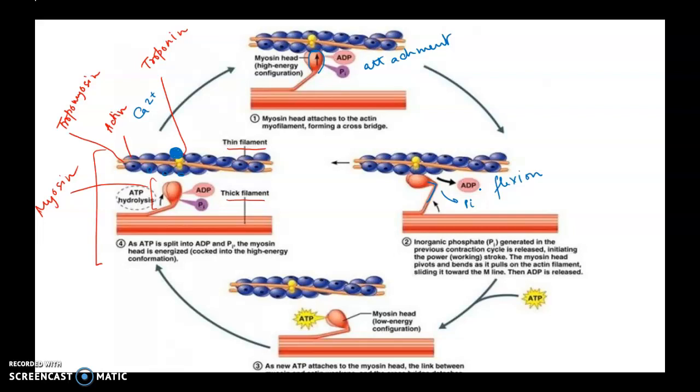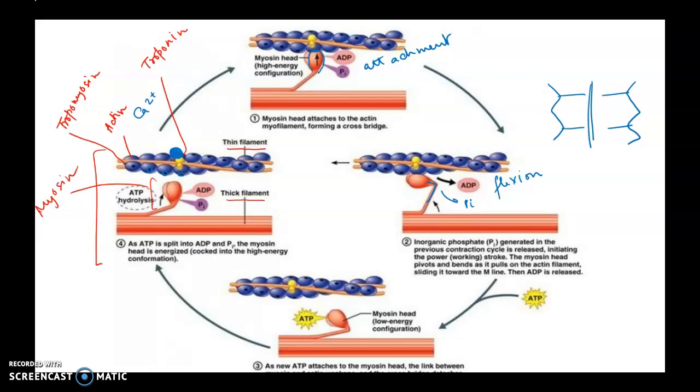Now as the myosin heads flex, that pulls the thin filaments closer towards the M line. Remember the sarcomere? This is the M line. So as the myosin heads flex, the thin filaments are brought closer to the M line. That results in shortening of the sarcomere.